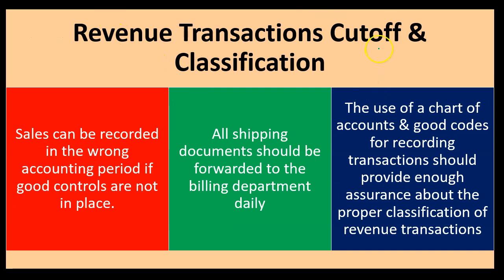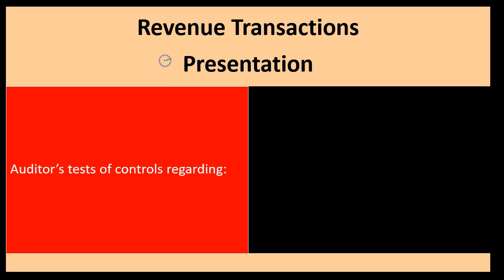Revenue transactions for cutoff, so the assertion now being cutoff and classification. Sales can be recorded in the wrong accounting period if good controls are not in place. So we're thinking about basically the end of the time period, the beginning of the time period. We want to make sure that the sale is recorded in the proper time period being in accordance with revenue recognition. All shipping documents should be forwarded to the billing department. That's going to be the control. The use of a chart of accounts and good codes for recording transactions should provide enough assurance about the proper classification of revenue transactions.